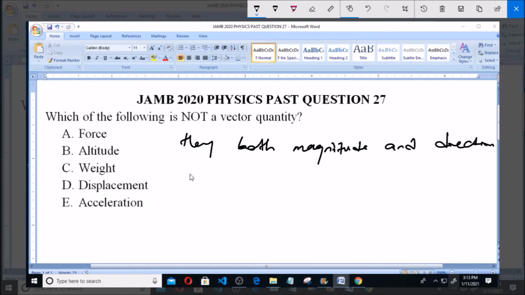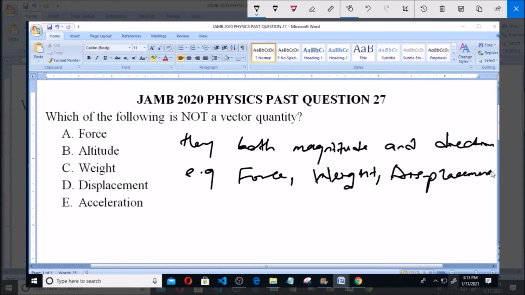An example of vector quantities include force, weight, displacement, acceleration. Now all these quantities have magnitude and they also have direction. They have direction at which they act.